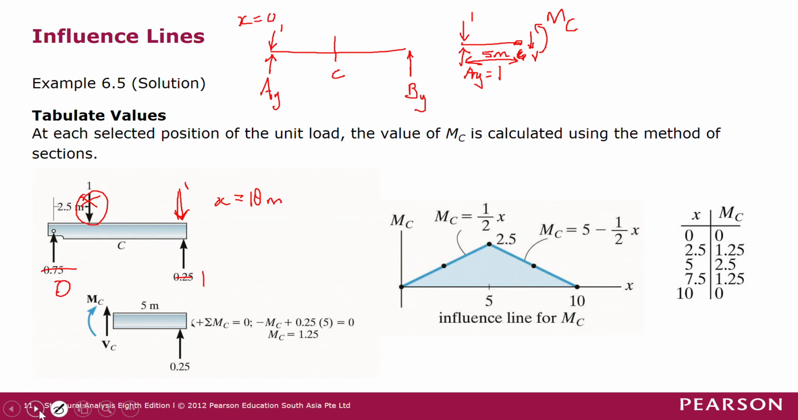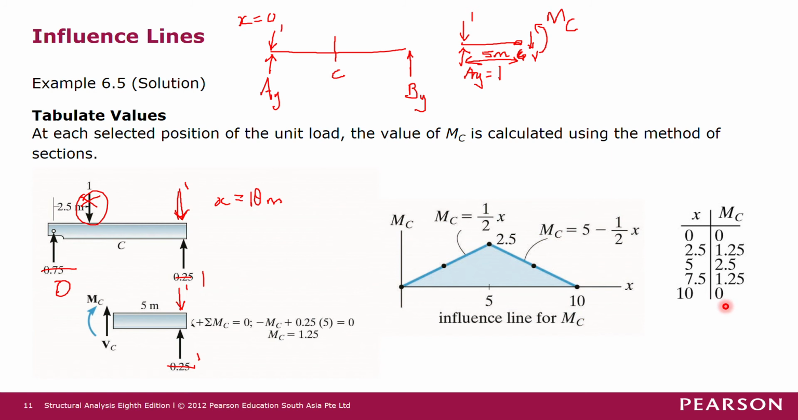In this case, when you cut across at section C, the one unit force is here. This is 1, this is also 1. When you sum moment, you have minus MC minus 1 times 5 plus 1 times 5 equals 0. So MC equals 0 when x equals 10.